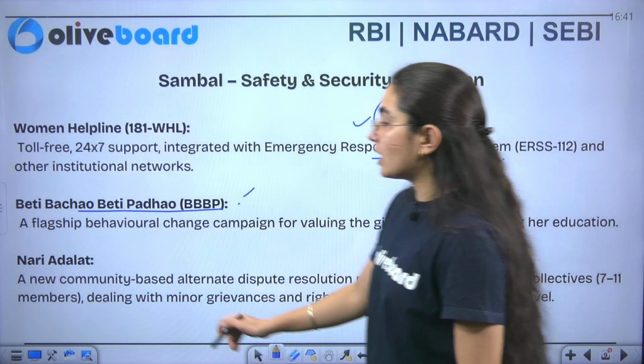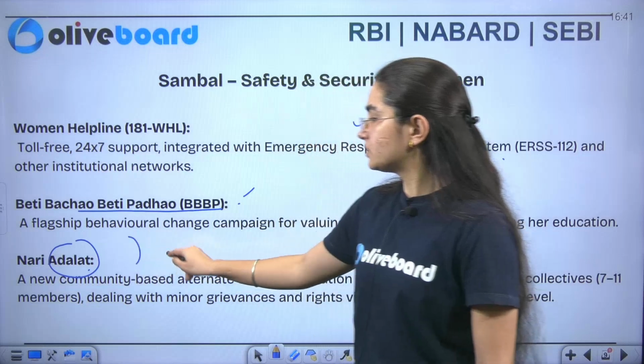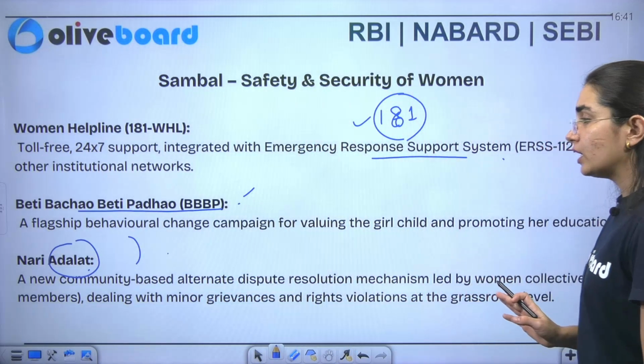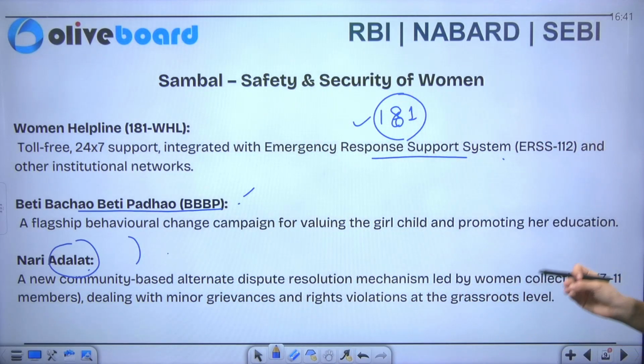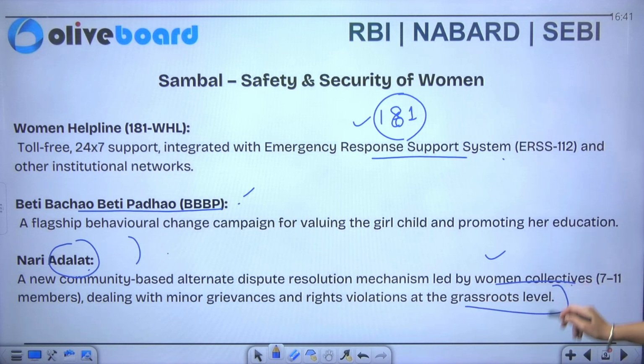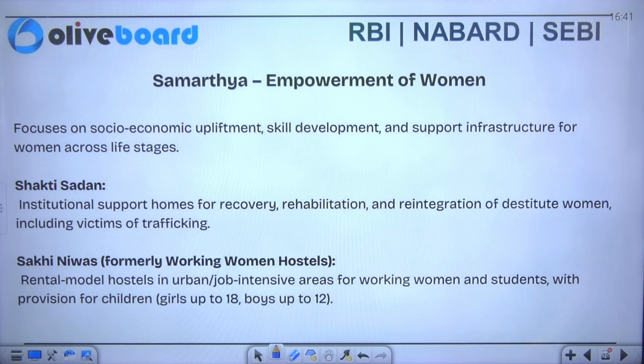Now we have Nari Adalat also. Adalat everyone knows. Okay, everyone knows what is Adalat. I need not go in depth into it. So it's a new community that is based on alternate dispute resolution mechanism that is led by women collectives, dealing with the minor grievances as well as rights violations at the grassroots level. Okay, next we have Samarth.